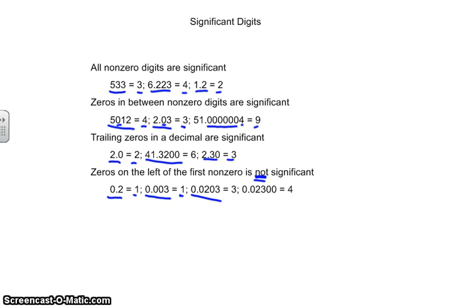0.0203. Well, the first 2 zeros aren't significant, but the zero in between the 2 and the 3 is, and that's why we have 3. Here at the end, 0.02300. Well, that has 4 because these 2 zeros are at the end after a decimal. They're trailing. The one example I do want to give, though, is if I have 32000, there is no decimal point with this one, so it only has 2, because those trailing zeros are not with a decimal point.